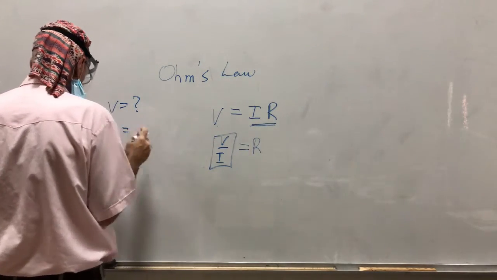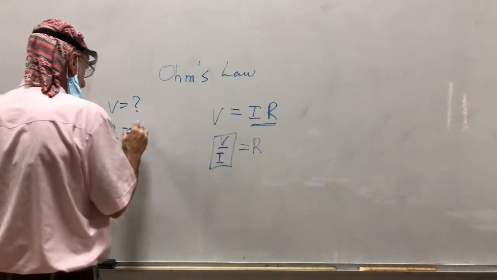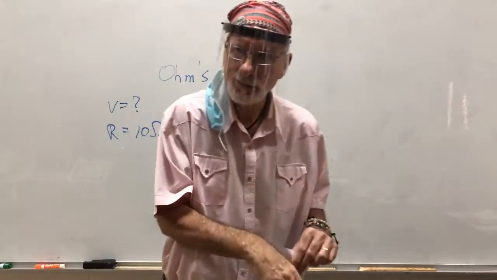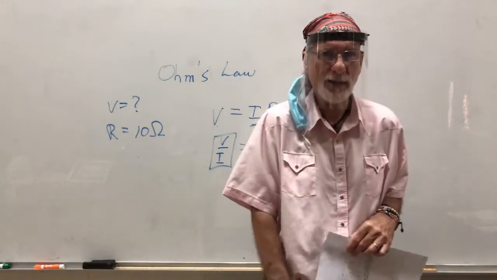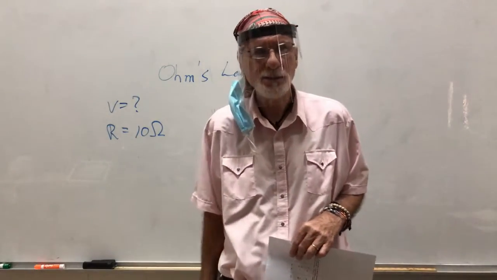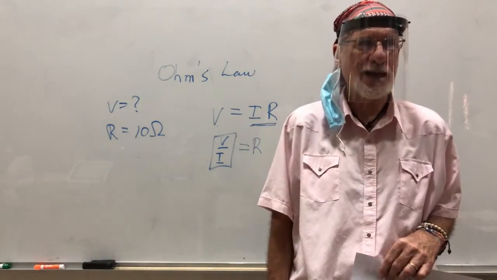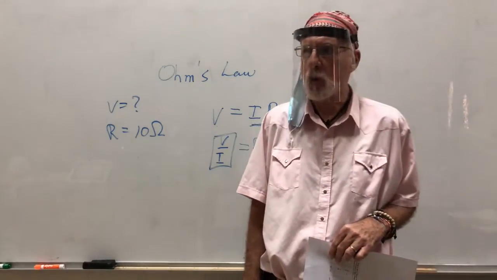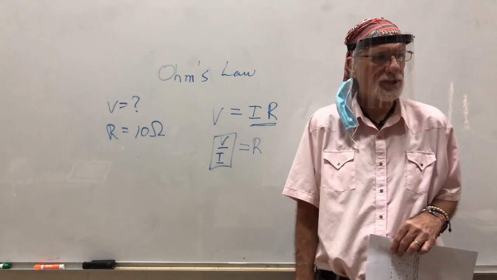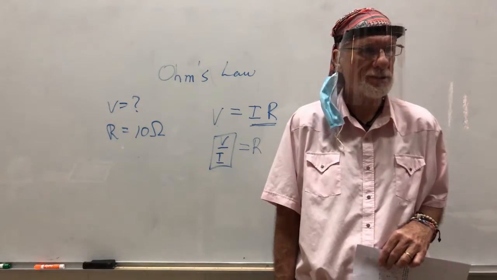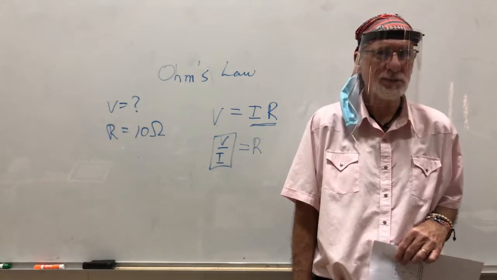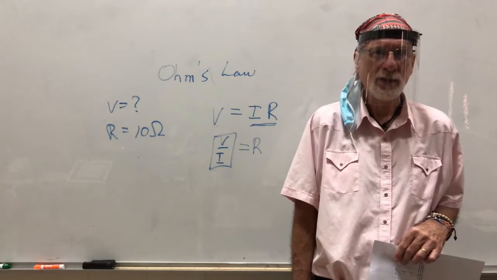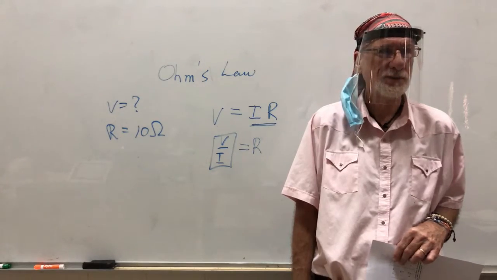The resistance equals 10. Alpha is the first letter of the Greek alphabet. Omega is the last letter of the Greek alphabet. And omega stands for ohms. Resistance is measured in ohms. It's a great word to say. Ohms. Kind of helps the sinuses. If you have a cold and you want to feel better, you say the word ohms. Okay?